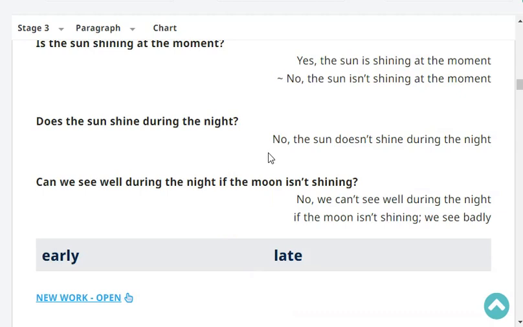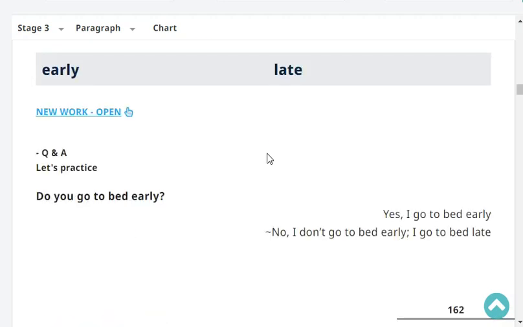One more. No, we can't see well during the night if the moon isn't shining. We see badly. Very good. Do you go to bed early? Yes or no?